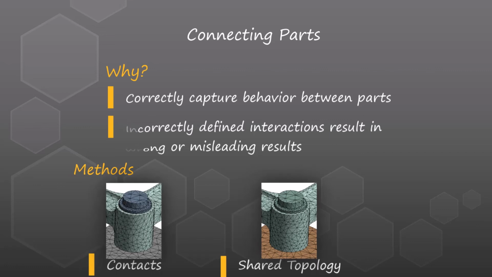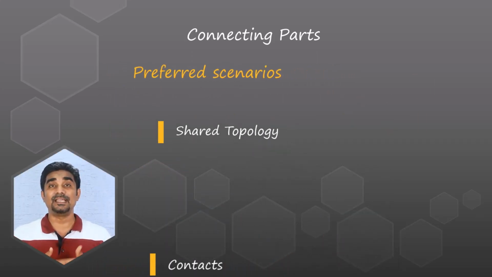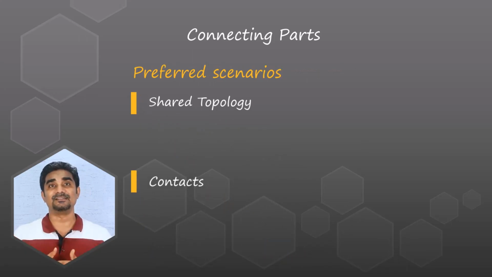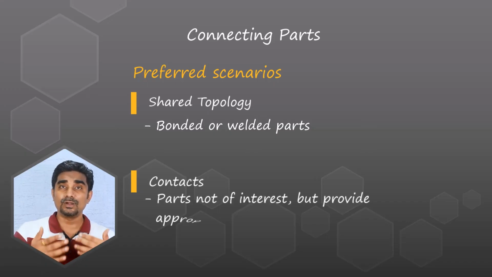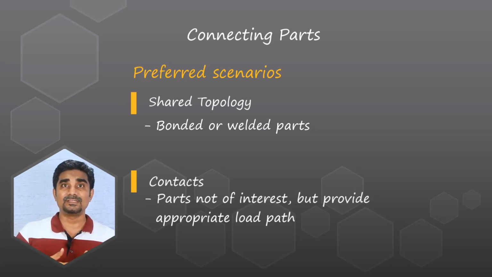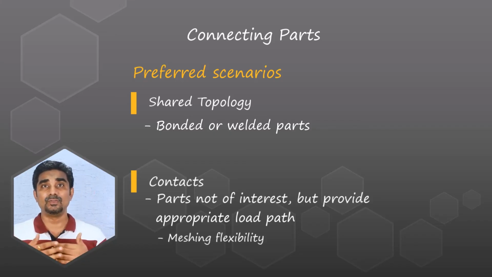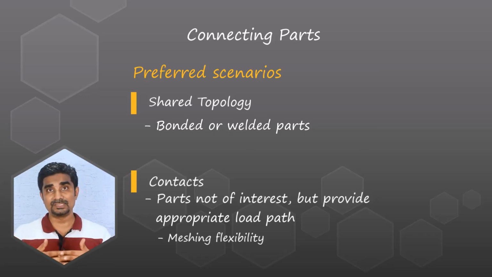The next important point to remember is the scenarios where shared topology and contact should be used for connecting parts. If the parts of the assembly are mostly bonded or welded with each other, then using shared topology for connecting parts may be a preferred option, especially if you are interested in the interfaces. On the other hand, if one or more parts are not of interest but are present to provide an appropriate load path, contact gives us the flexibility of meshing parts not of interest with a coarse mesh without dramatically increasing the number of nodes and elements.